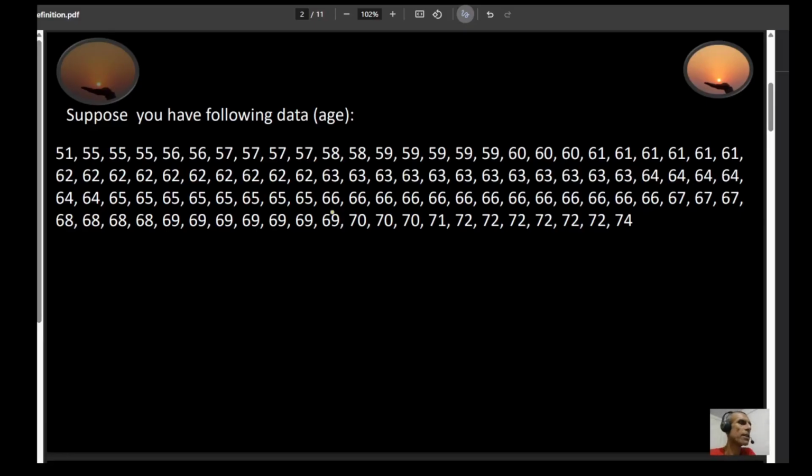Now let's understand this through an example. Suppose you have the following data right here. This is, let's say, somebody's age: 51, 55, 55, 55, 56, 50, all the way up to 72 and 74. So your maximum value is 74 and your minimum value is 51.